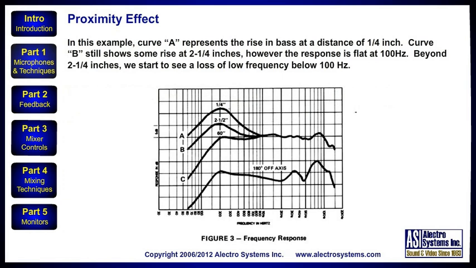Here we have an example of a high proximity effect microphone. In this example, curve A represents the rise in bass at a distance of 1/4 inch. This is the curve at the highest point. Curve B, which is the middle curve, still shows some rise at 2 1/4 inches. However, the response is flat at 100 Hz. Beyond 2 1/4 inches, we start to see a loss of low frequency below 100 Hz.